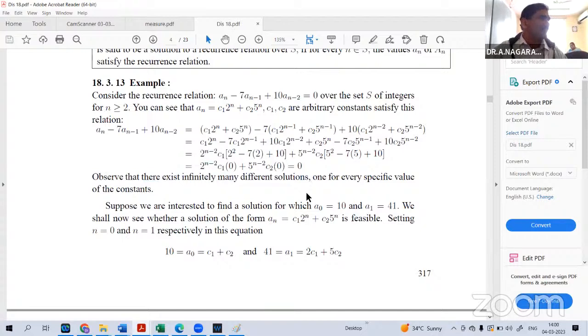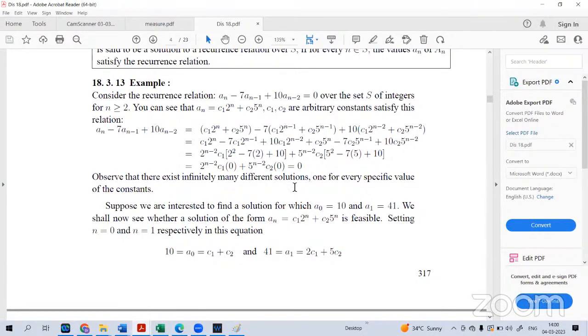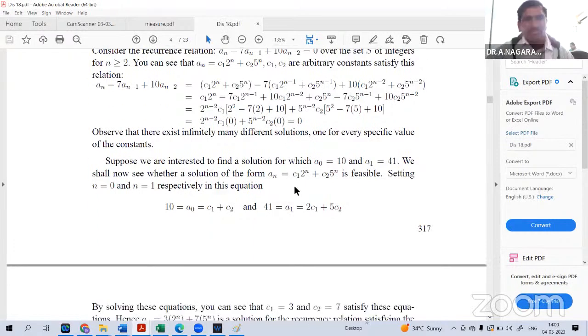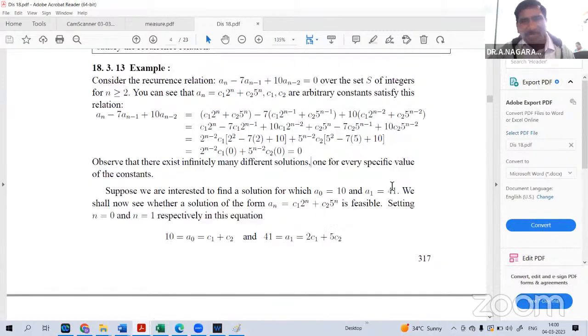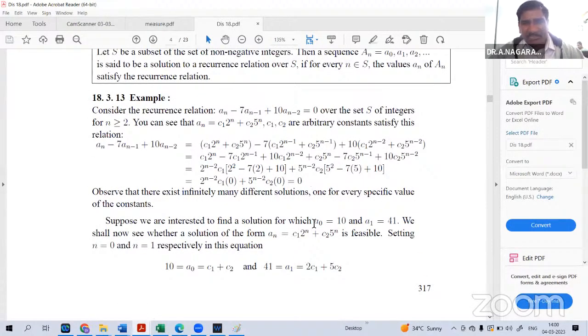Finding of the roots. Is it clear? Yes, sir. Suppose he gives a naught equal to 10. In continuation, I am telling a naught equal to 10. First, you substitute a naught. Here a naught equal to how much? C1 plus C2. Here you should substitute a naught.